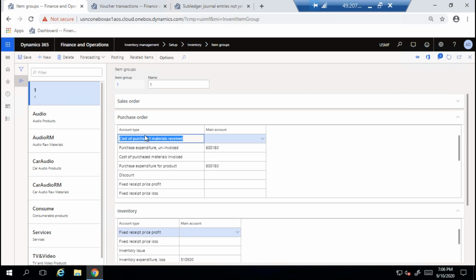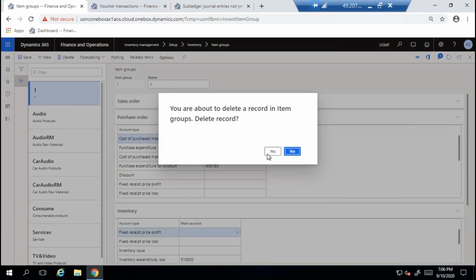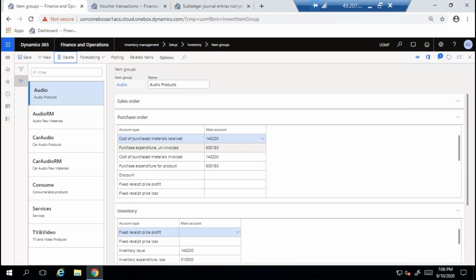I thought the text is like a manual entry. No, you cannot. This is predefined. These all are predefined. You are mapping. You are attaching numbers.